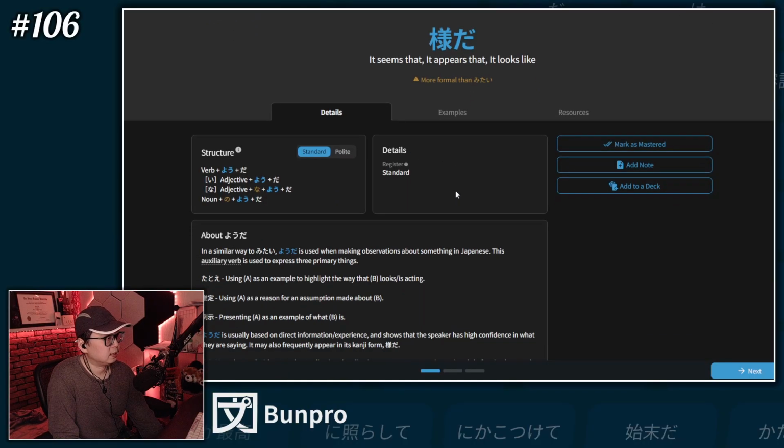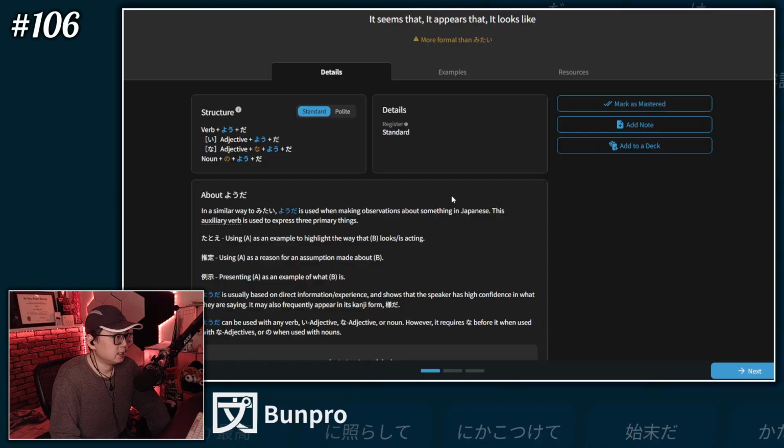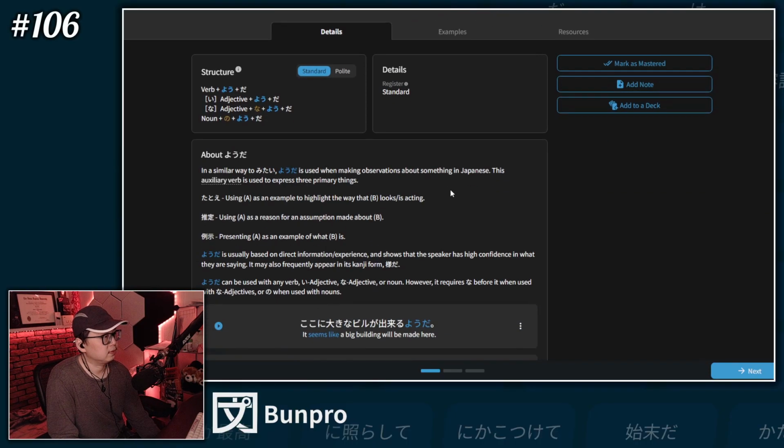And alright, na needs a na, and noun needs a no. Okay. In a similar way to mitai, yoda is used when making observations about something in Japanese. This auxiliary verb is used to express 3 primary things. Tatoe, right? An example. Using A as an example to highlight that the way that B looks is acting.